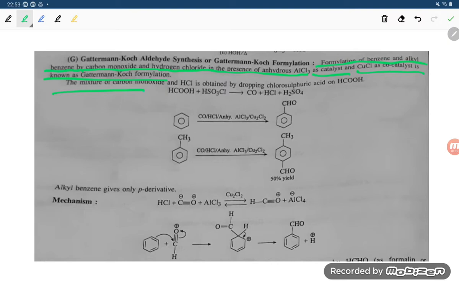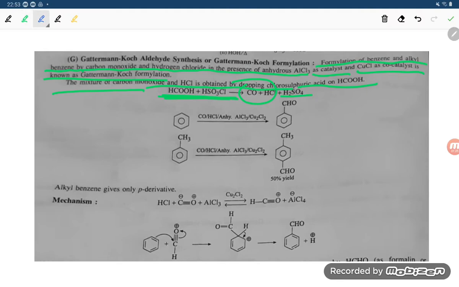The mixture of carbon monoxide and HCl is obtained by dropping chlorosulfuric acid on formic acid. So here formic acid is there and chlorosulfuric acid, so it is giving CO and HCl plus H2SO4.